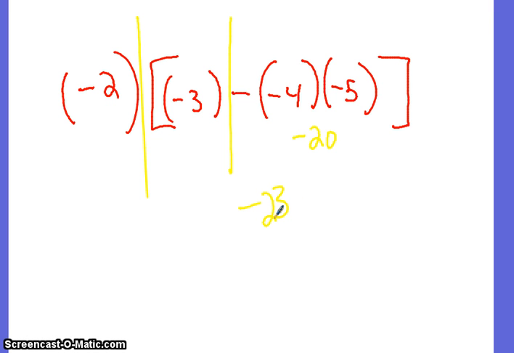-23 times -2. So double, positive 46. What I did was split these in 3 places. I had to take care of the brackets first, and within the brackets I multiplied, then I added, and then since the bracket was done at that point, I could multiply by -2 to get 46.